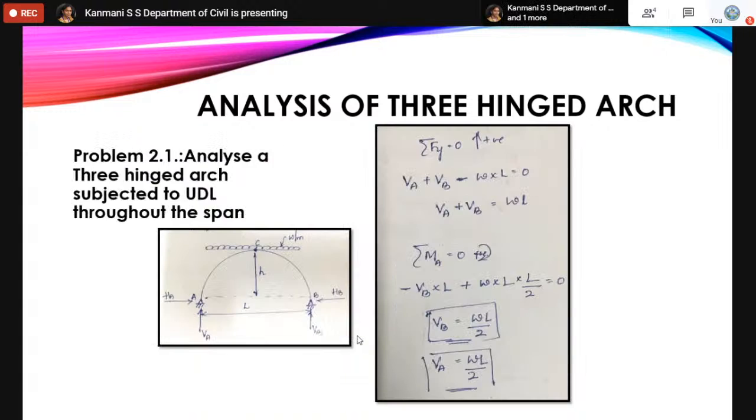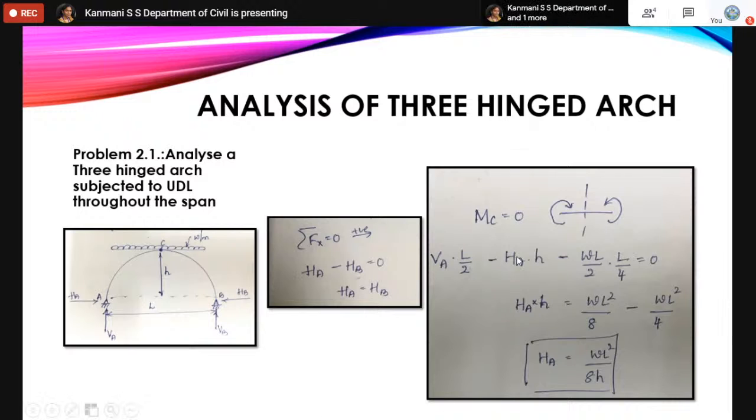We have to find HA and HB. We will find it by applying equations of equilibrium. So VA and VB. If I put summation Fy, VA plus VB is equal to WL, and we get VB equals WL by 2, VA equals WL by 2. By applying the moment equation, we will get this. Afterwards, to find H, I'll apply sigma Fx first. Plus HA minus HB equal to 0. There are no horizontal forces, hence it will not fetch you the value of HA. Instead, it says that the horizontal reactions, or horizontal thrusts, are equal.